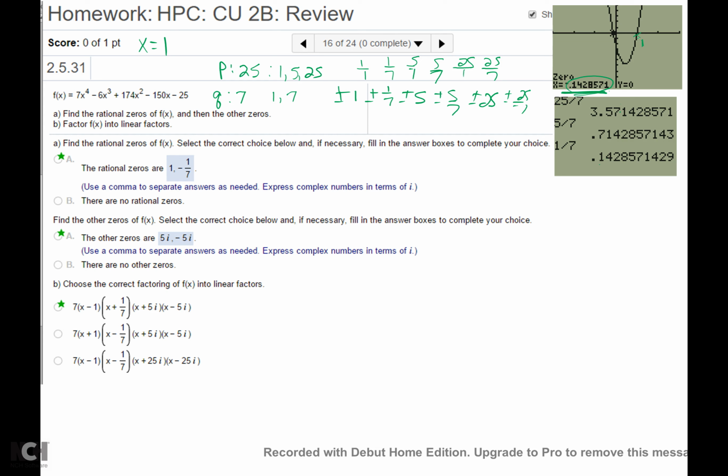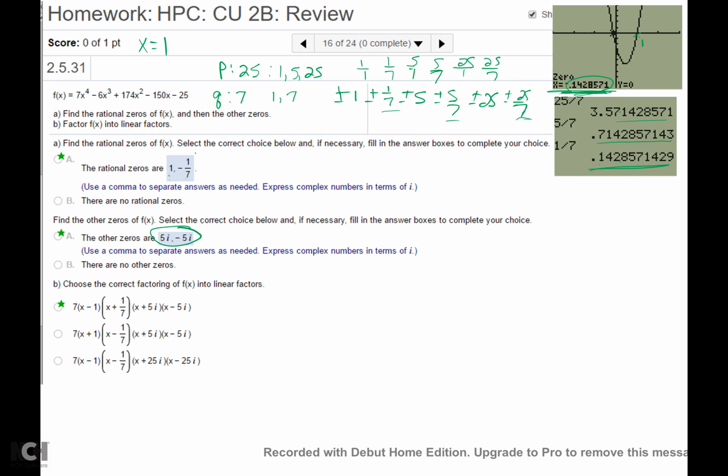Well, I've got my positive one already. It's not negative 1. 1/7, I don't know. I know it's not 5. I know it's not 25, but I'm not good with my fractions. I don't know how big these numbers are or where they're at. I know it's in between 0 and negative 1, so it's got to be negative, and it's got to be small. So I just typed my fractions in. 25 over 7 wasn't the zero. 5 divided by 7 wasn't it. 1 divided by 7, bingo, I found it. And I know it's on the negative side. So the rational zeros are positive 1 and negative 1/7.